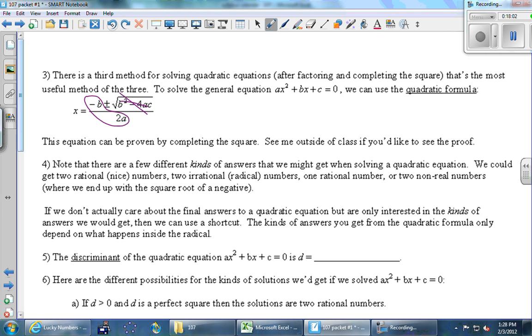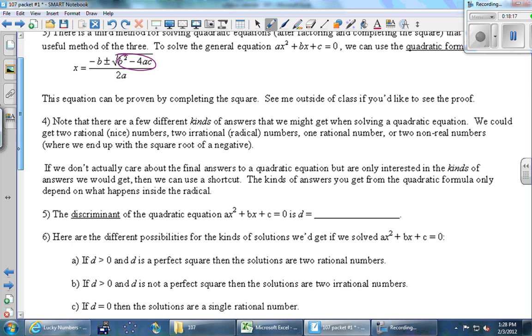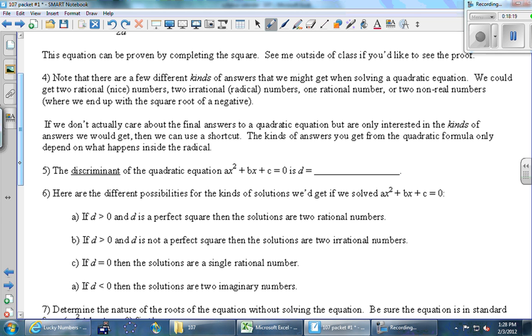Okay, so the place to go to decide what kind of answers you're going to get is exactly in here. You guys see that when we played this game, I just kept changing the number that was under the radical sign. So that's the only place that matters in terms of what kind of answers we're going to get. And so because it matters, we give it a name. We'll come down here to number 5, Taylor.